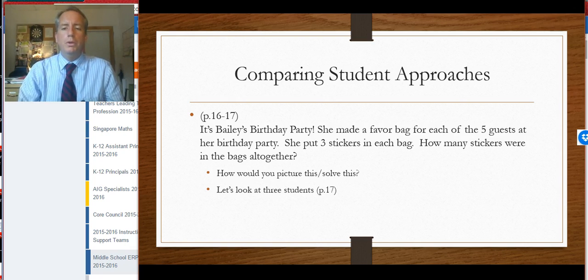So I want to draw that out on a little piece of paper. So she's got a favor bag for each of 5 guests at her birthday party, and she put 3 stickers in each bag. And the overall question is, how many stickers were in the bags altogether? First, it's always good to think about how would you solve it, and then maybe how would one of the students you work with, how would you picture them solving it? So take a second to jot that down.